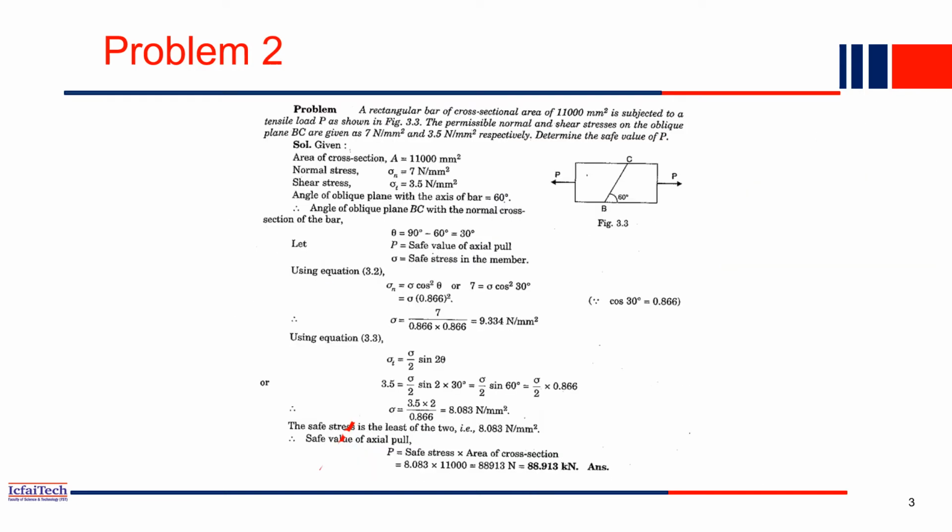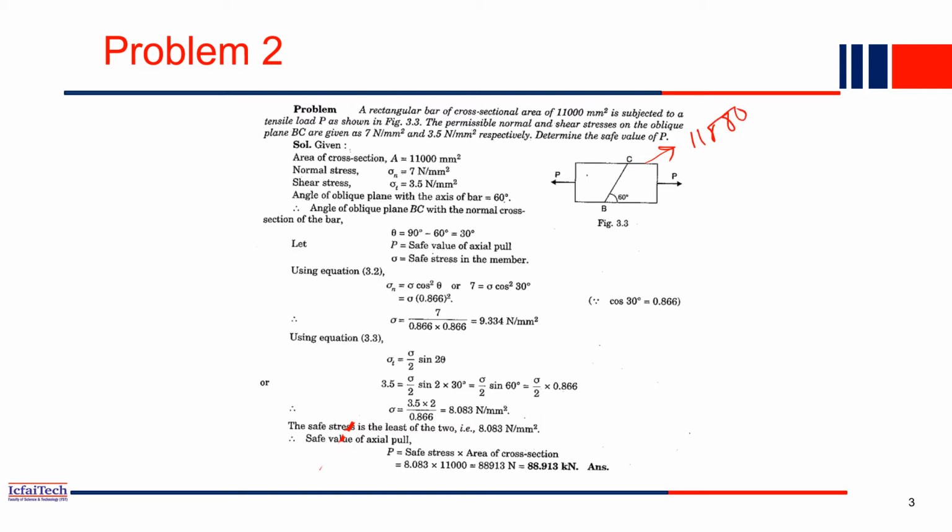Now let's solve another problem. A very important problem. A rectangular bar of cross-sectional area 11,000 millimeter square is subjected to a tensile force of P as shown in the figure. You can see this is the figure. This is a rectangular block and the cross section is given, which is 11,000.